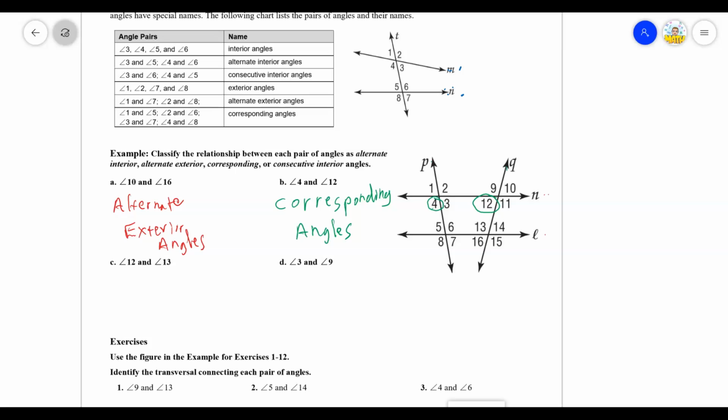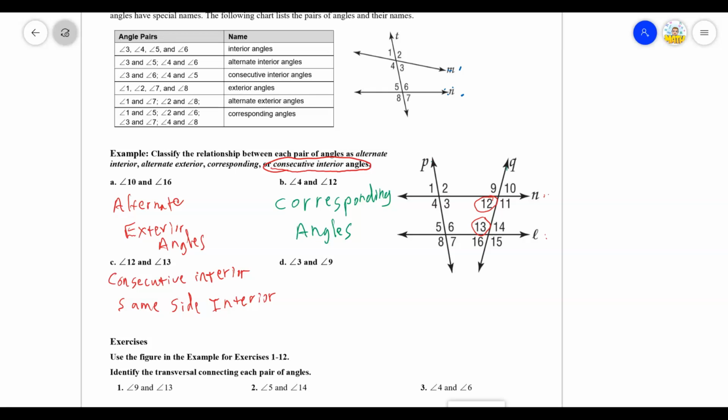Okay, 12 and 13. Let's look at where 12 and 13 live in relationship to each other. So now that the line pair is back to N and L, Q is the transversal. They're both on the interior, 12 and 13. So they're not in corresponding positions, but they're on the same side interior. So we would call those either consecutive interior angles or same side interior. Sometimes the same side is helpful for remembering some of the relationships. Either one of those, you'll see them go back and forth in labeling those.